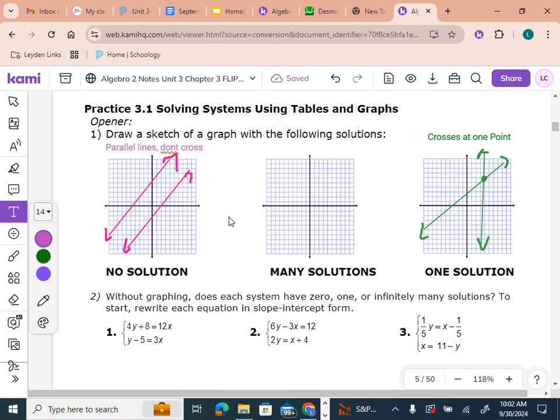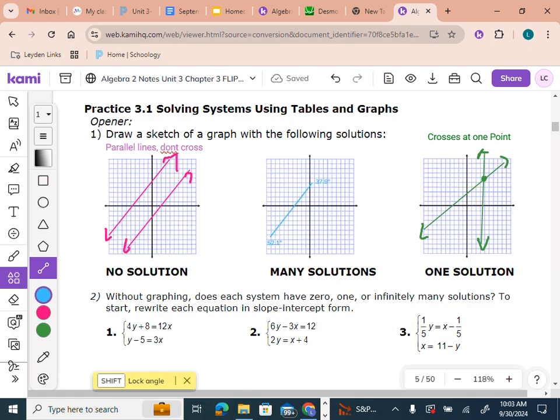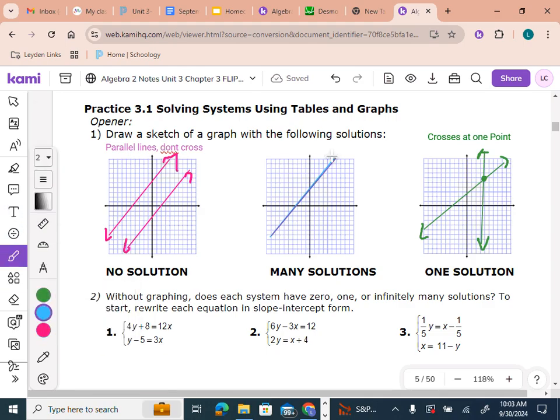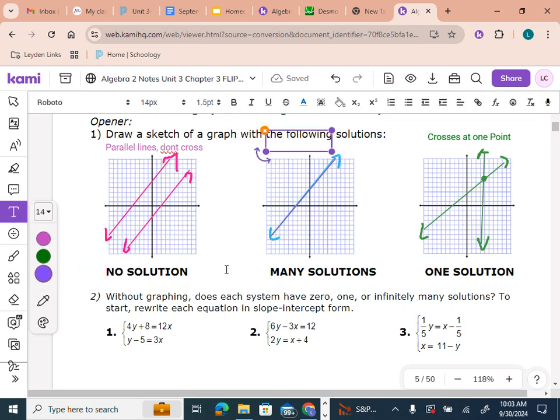Okay, if we use the same kind of logic here, then what does many solutions look like? Yeah, beautiful. Two lines on top of each other. They cross at every point, right? Two lines on top of each other. They cross at every point.